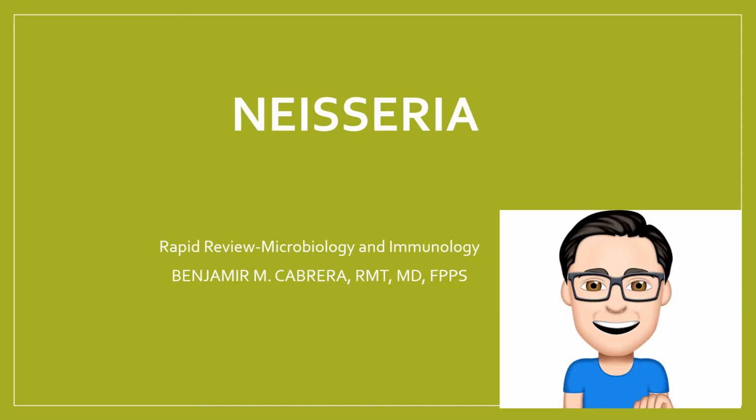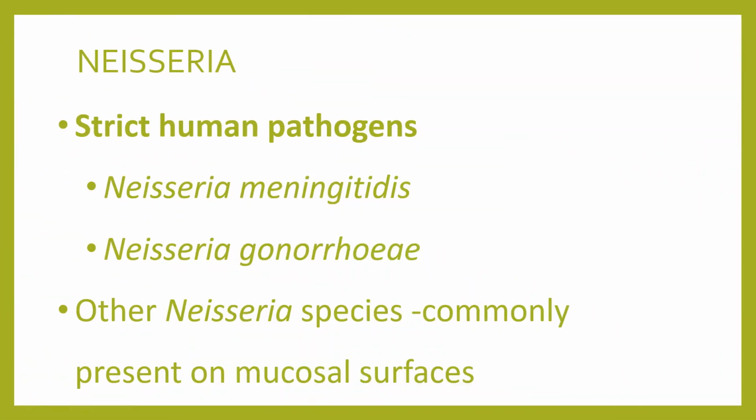I will discuss the organism Neisseria. It is a very important organism, especially in the field of sexually transmitted infections. Neisseria are strict human pathogens, and the two most common species that cause problems for humans are Neisseria meningitidis and Neisseria gonorrhoeae. Other Neisseria species are commonly present on mucosal surfaces.